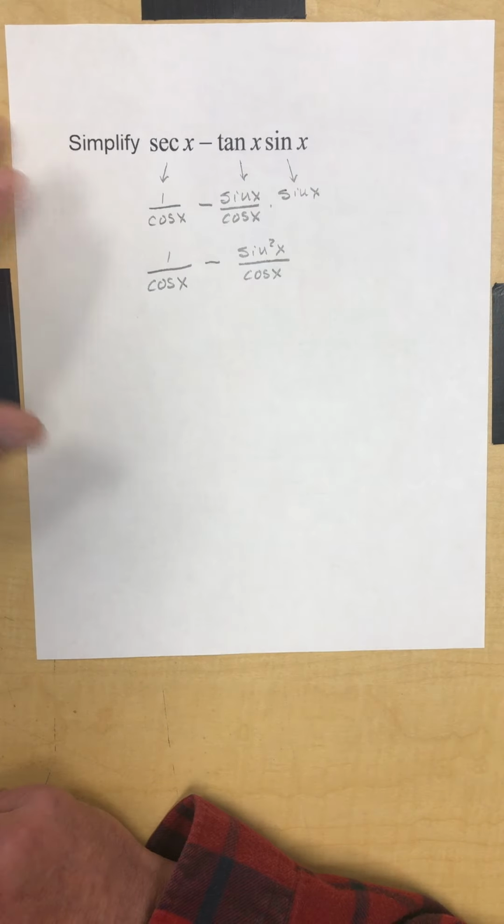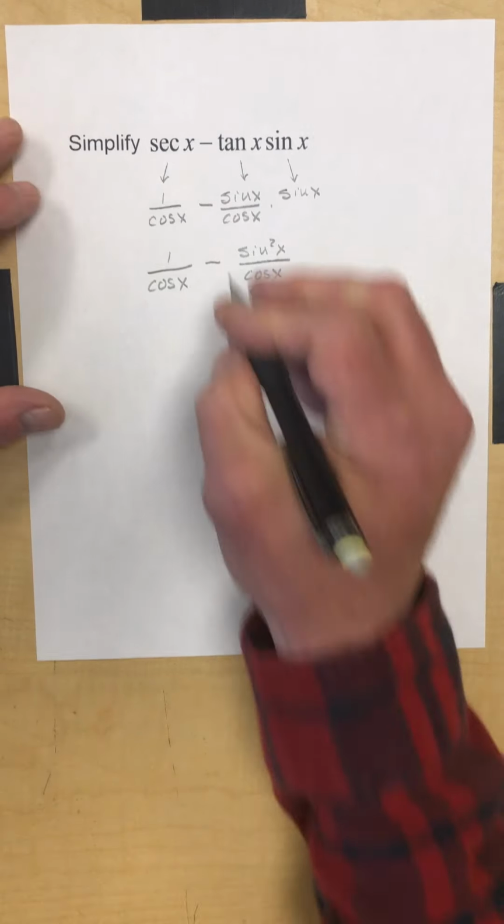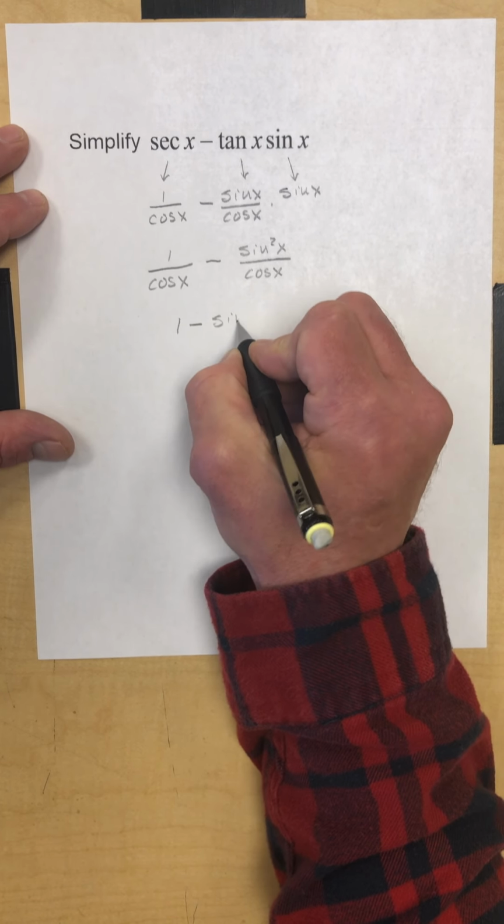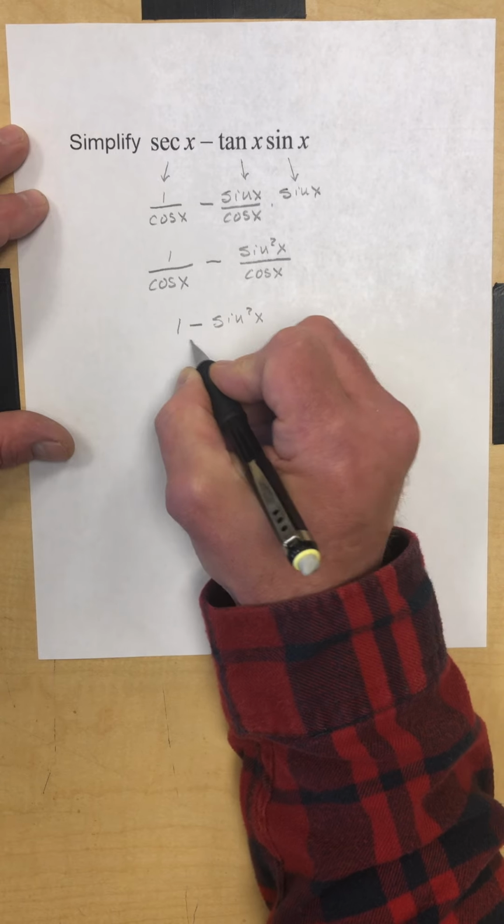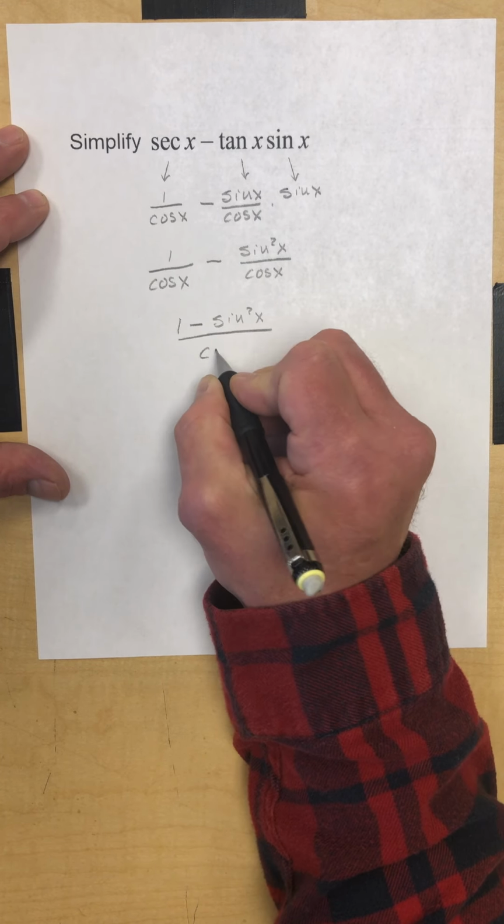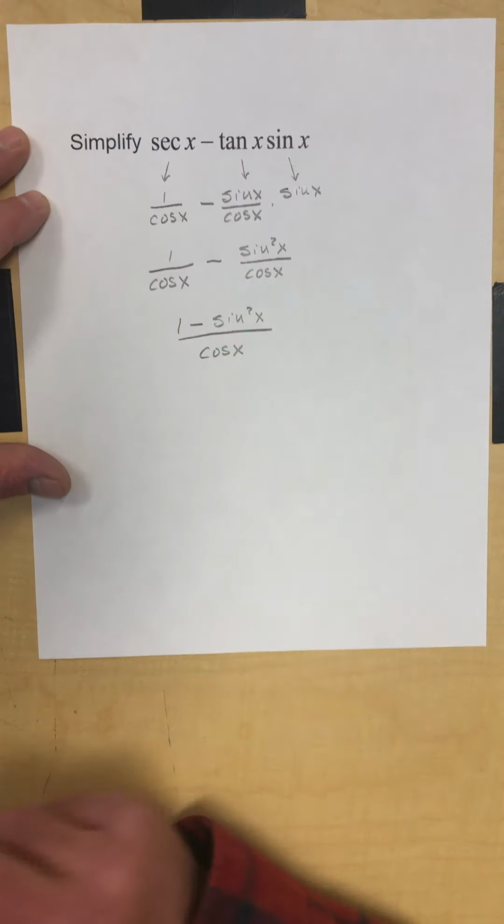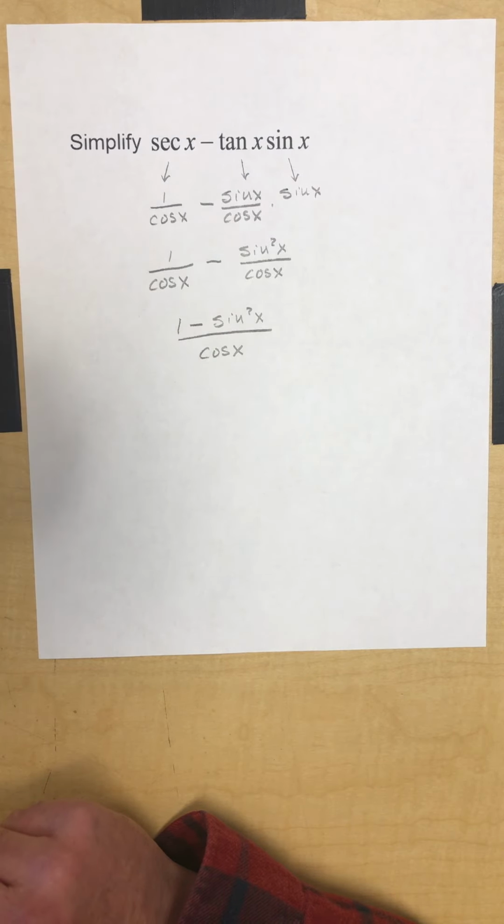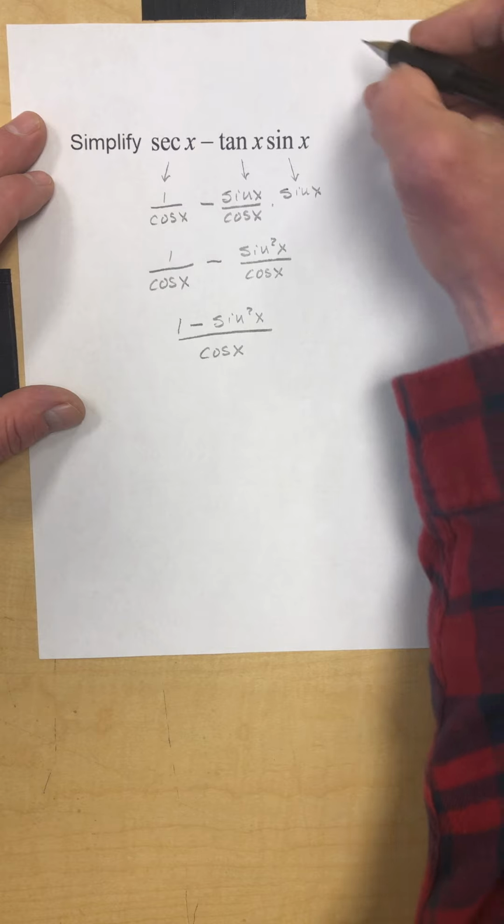Now notice I didn't have to find a common denominator here because I already have a common denominator. So why not collect them? Okay, so I get 1 minus sine squared x all over cosine of x. And once again, just like the last problem, I'm looking at that numerator and I like that guy.